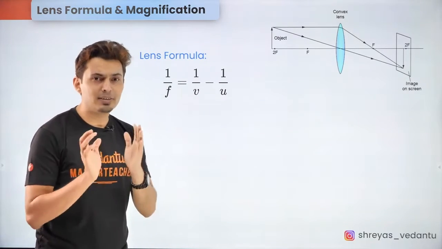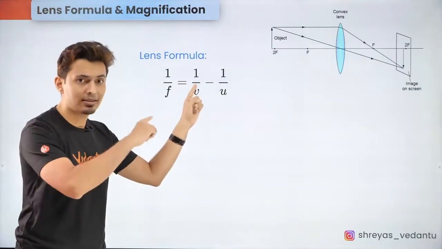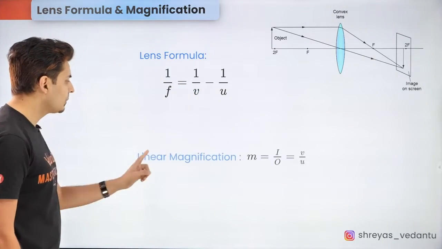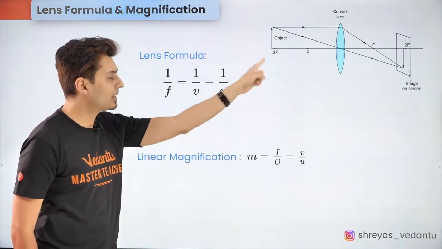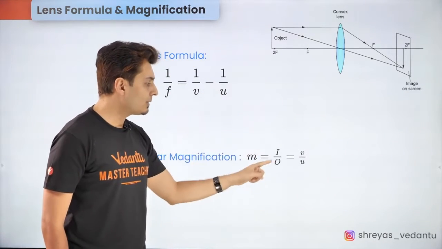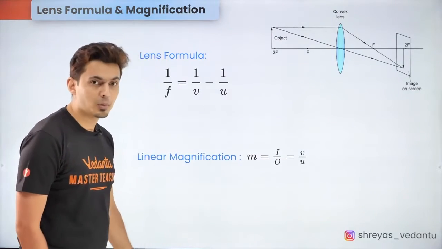Notice this formula is very similar to the mirror formula, just that there is no plus sign, instead there is a negative sign. In fact, the formula for magnification along the perpendicular direction of the principal axis is image height by object height, which is v by u. Notice the minus sign is missing over here.